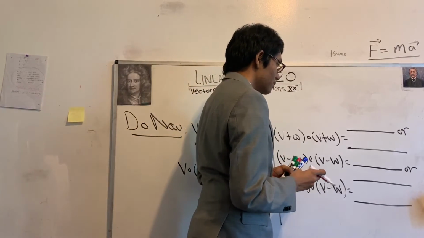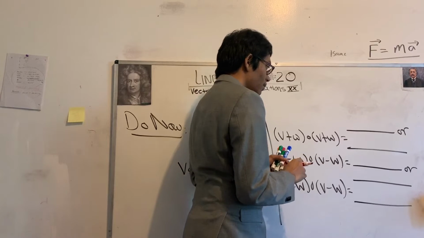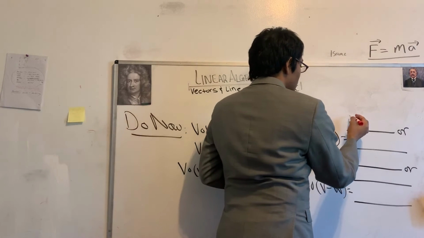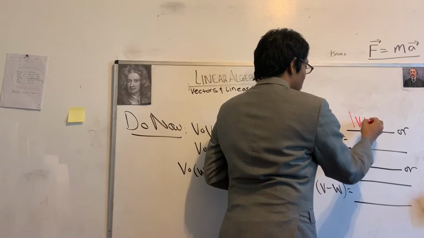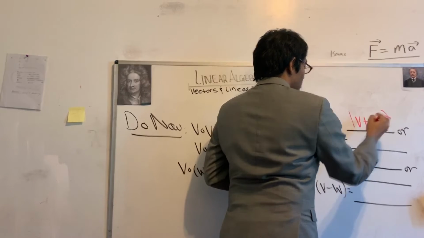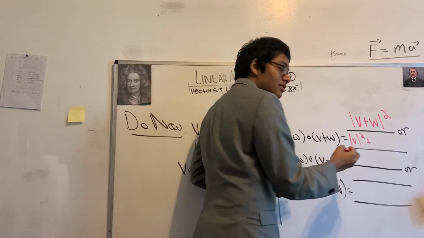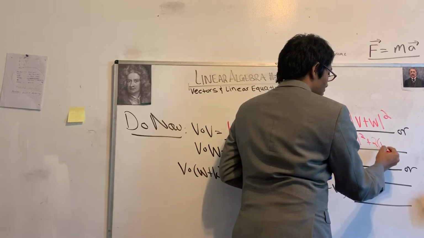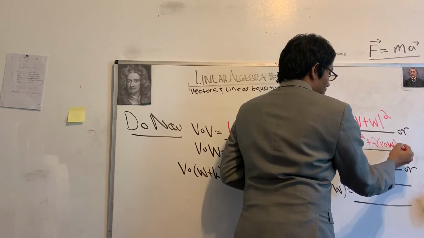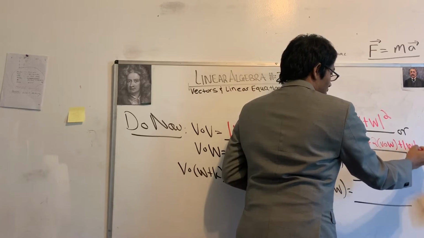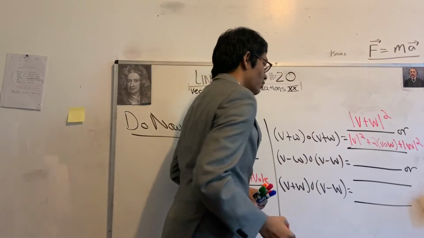So go ahead. v plus w squared, and I know you like to mess around and do the complicated stuff. So let's do the magnitude of that. v squared plus v dot w plus w dot v, so two v dot w. Good. Plus w squared. Perfect. What about the second one?